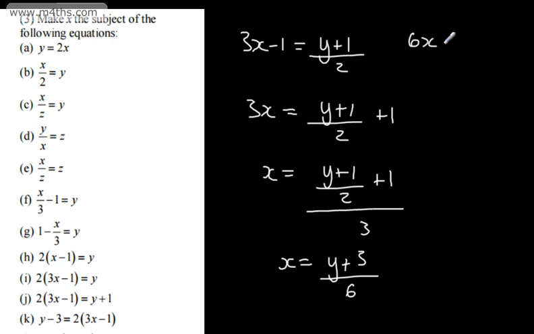So let's look if I'd expanded it out, very similar to the last one. We would have had 6x minus 2 is equal to y plus 1. I would have added the 2 to both sides. 6x is equal to y plus 3. Dividing both sides by 6, x is equal to y plus 3 divided by 6.